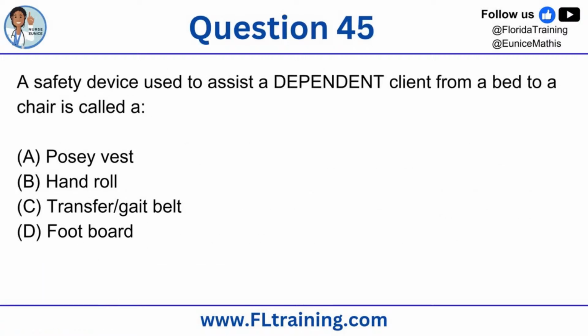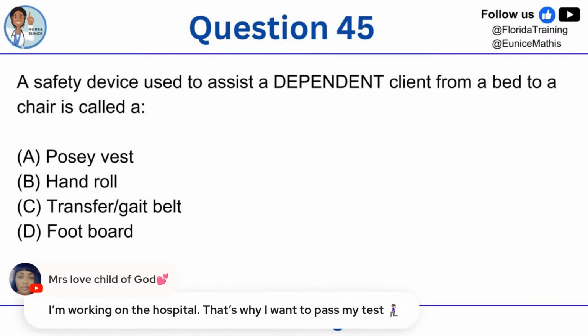Question 45. A safety device used to assist a dependent client from a bed to a wheelchair is called A, a posey vest, B, hand roll, C, a transfer gait belt, or D, a footboard. So you're trying to help somebody dependent. That means they're totally dependent upon you from the bed to a chair. What device do you use?